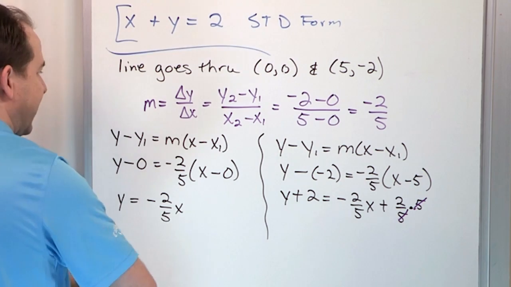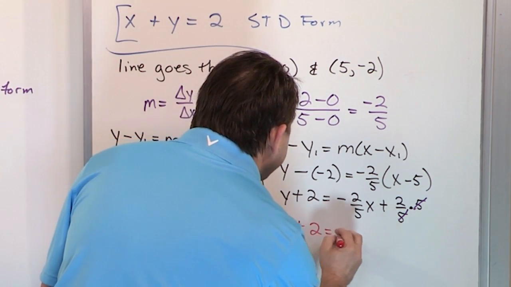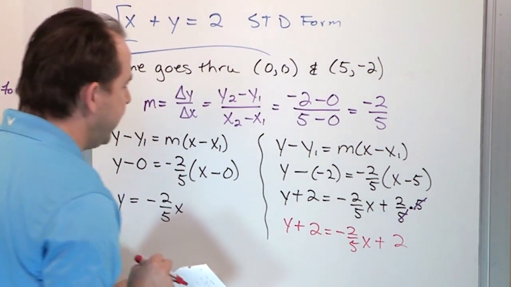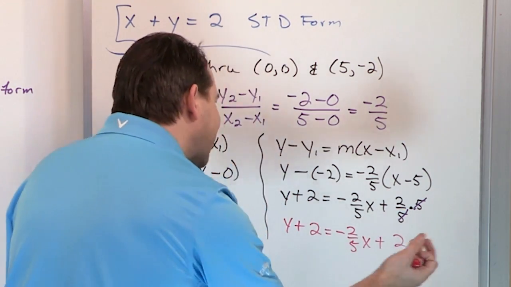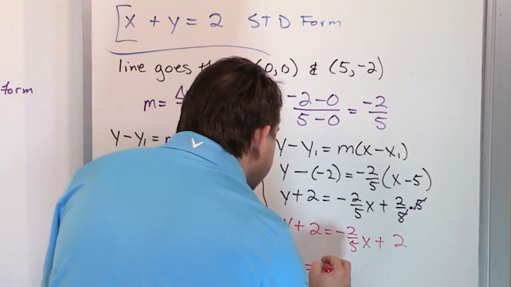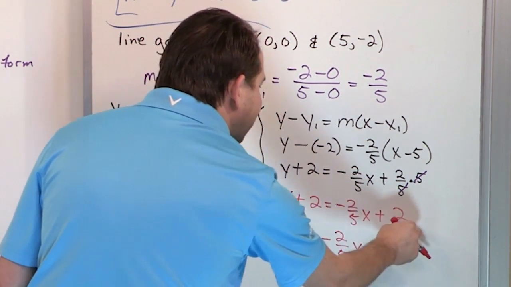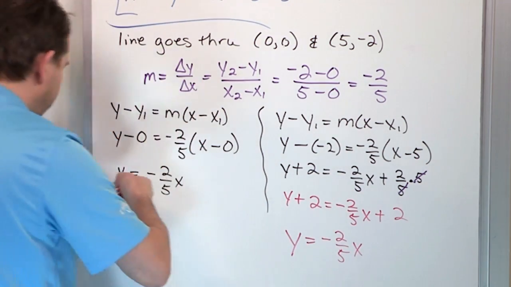So really what you have over here is y plus 2 on the left, negative 2/5 x plus 2 on the right. Now I'm going to subtract 2 from the left, but then I'll also subtract 2 from the right. So really what I will get is y is equal to negative 2/5 x, because I subtract 2 from here, but then I subtract 2 from here and it goes away. You see, I got exactly the same answer for the equation of the line.